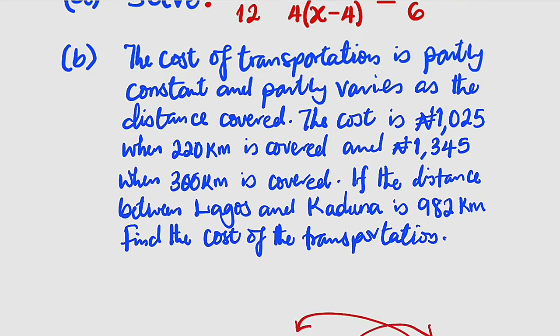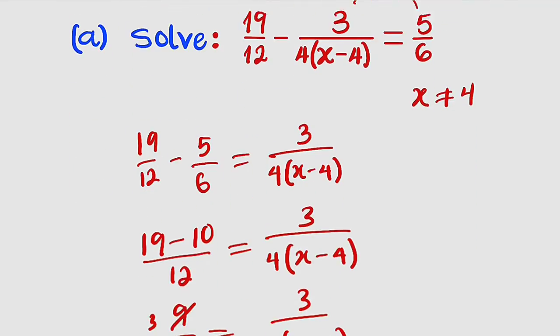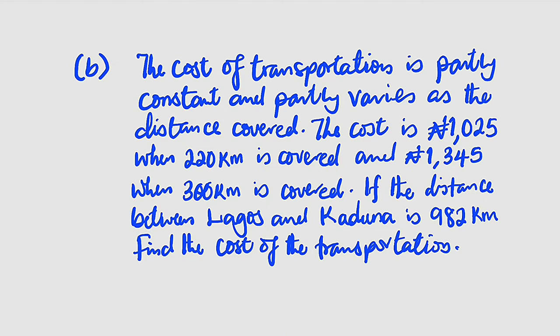Now let us move on to the B part, which is under partial variation. Here is the B part of question number 7, which reads: the cost of transportation is partly constant and partly varies as distance covered. The cost is 1,025 naira when 220 kilometers is covered, and the cost is 1,345 when 300 kilometers is covered. If the distance between Lagos and Kaduna is 982 kilometers, we are asked to find the cost of the transportation from Lagos to Kaduna.